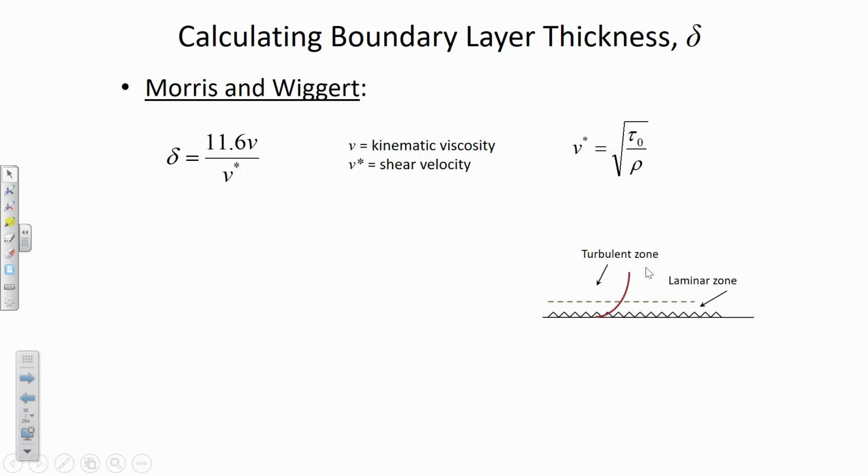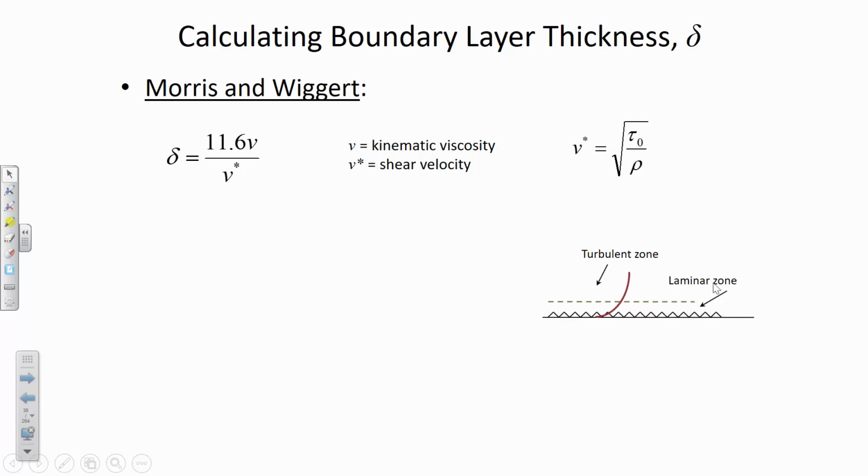On your assignment there is a problem where you have to calculate how thick the boundary layer is for certain flow conditions. Morris and Wiggert together came up with an empirical equation that estimated how thick the boundary layer is based on the shear velocity. And you remember we just looked at the shear velocity equation earlier. It's the ratio of the shear stress that the fluid is experiencing divided by the density of the fluid.